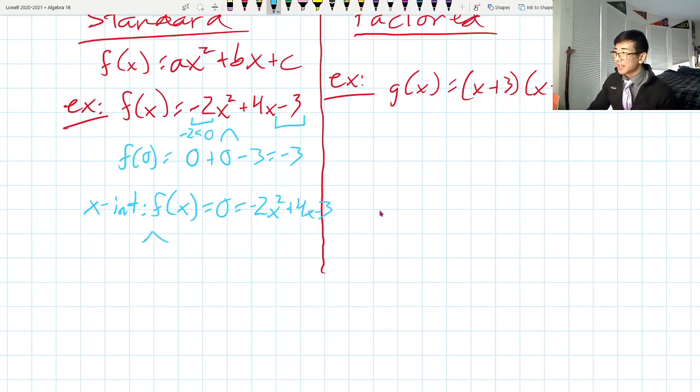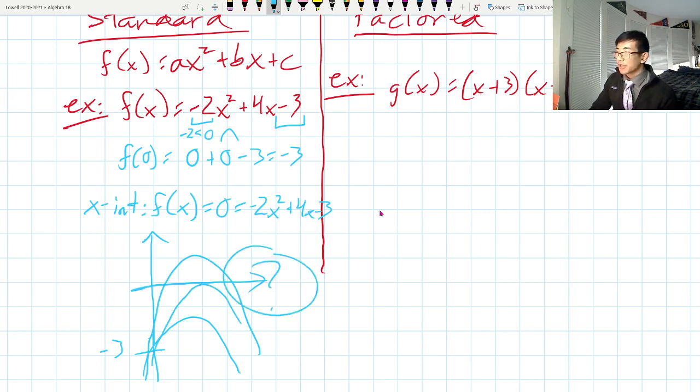All I know is that it's got a y-intercept of negative 3, and it goes downward like that. I actually don't even know how many x-intercepts it has. It might be something like this, or it might be something like this even. I really don't know much from this. Well, let's take a look at the factored form here.